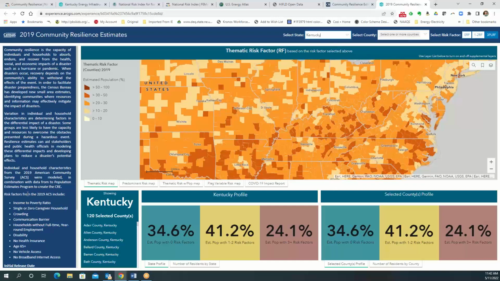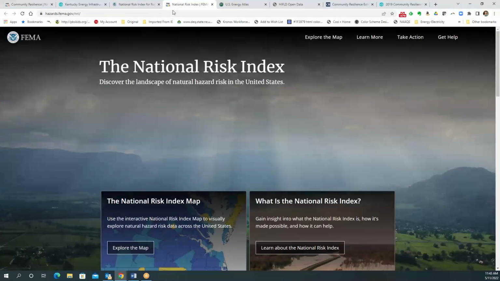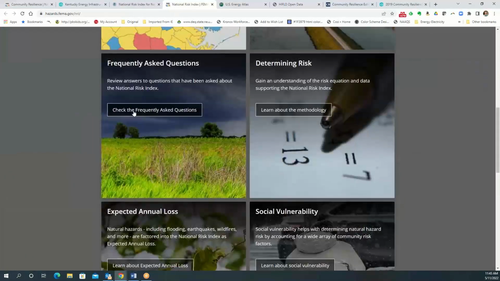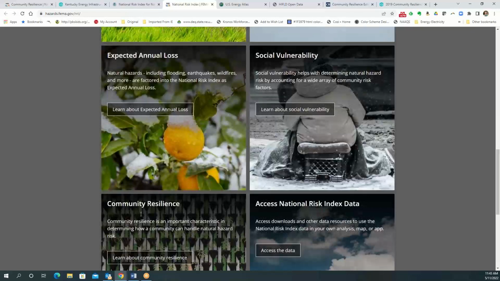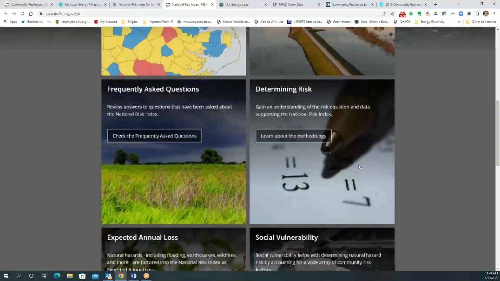And for this community resilience estimate, they look at income and poverty, if you're a single caregiver household, communication barrier, disability, age, if you have vehicle access, broadband or internet access. So they take a lot of factors into consideration, as well as FEMA does in the Community Resilience Index and social vulnerability as well.